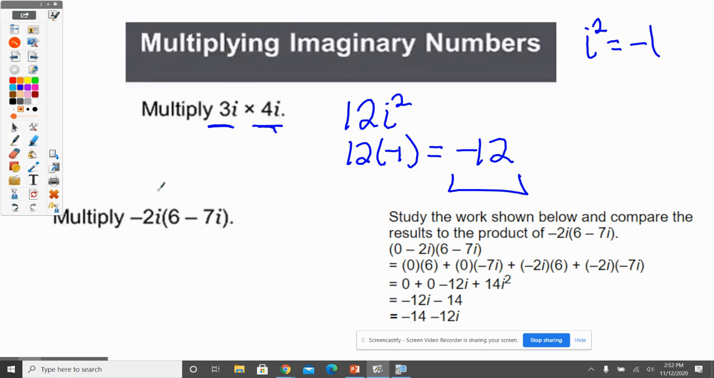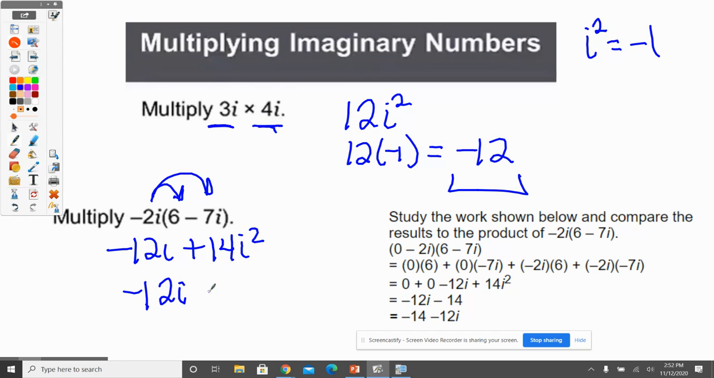Let's see what happens if you do it just one distributed step. That would be negative 12i plus 14i squared. i squared is the same thing as negative 1. So negative 12i plus 14 times negative 1. Most kids don't write that out. Most kids will just cross that out and write negative 14, negative 12i minus 14.